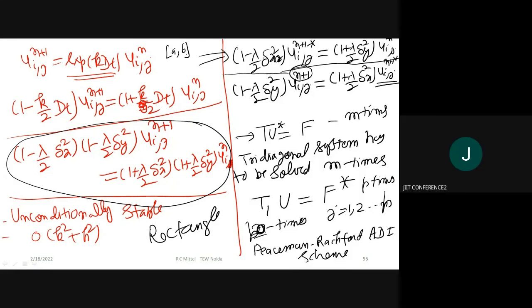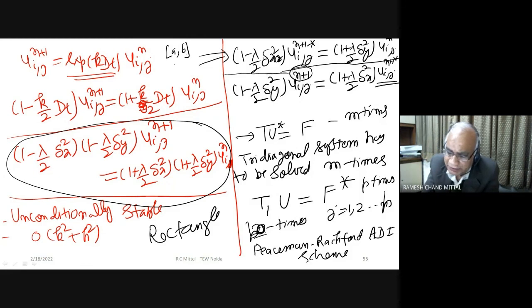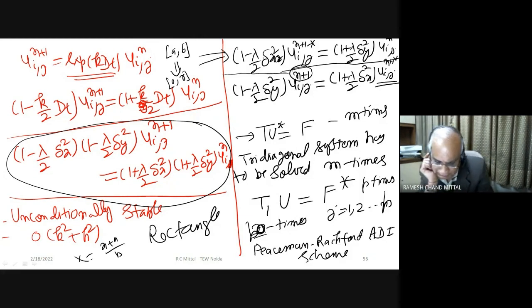Yes, sir. So A to B can be translated to 0 to R or 0 to B, or R, whichever I want to make. This is a simple thing: I take my X as X plus A upon B. That's all. Translation and magnification, nothing else. So that is not a big deal. Right, sir.